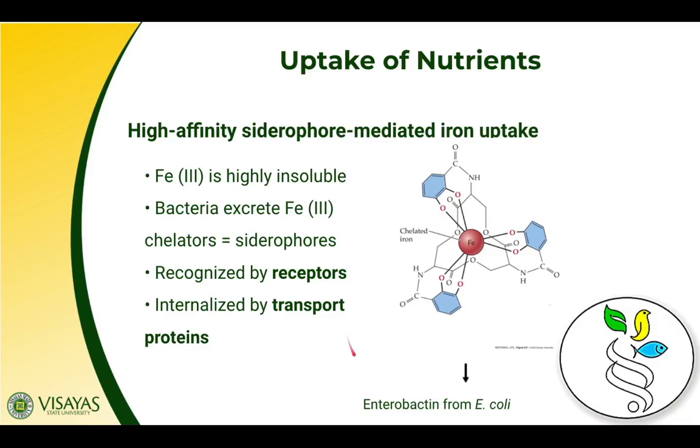So, for example, in E. coli, the siderophores produced are what we call enterobactin or enterochelin. So how does it work? A siderophore, the enterochelin in E. coli, will chelate the iron, which is highly insoluble. Because the chelator is very reactive, the iron will bind to it, and the enterochelin iron complex will be transported to the periplasm through an outer membrane receptor called FepA.